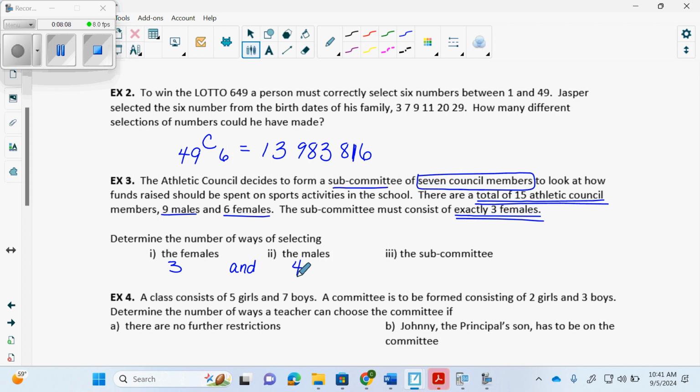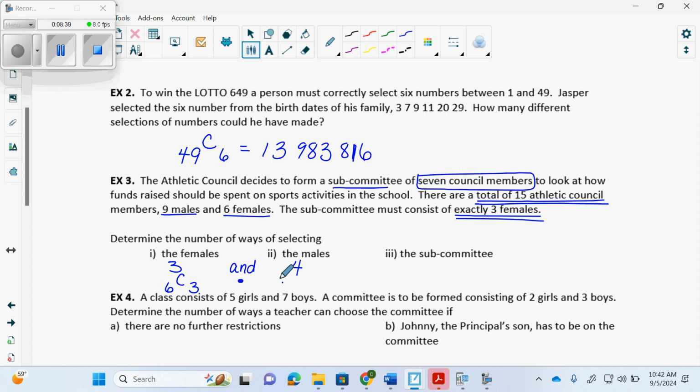So if I want to guarantee getting 3 females, what am I going to choose from? The 6 females. So I'm going to go 6C3. It's a combination because order doesn't matter because I have no specific jobs. Make sure you have a pencil in your hand and you're writing. And means I do what? Multiply. It's not an or, because if it was an or, I'd have 3 females or 4 males. Well, then I wouldn't have 7 people, right? I'd have 3 or 4. How do I guarantee getting 4 males? Choose from how many? 9.